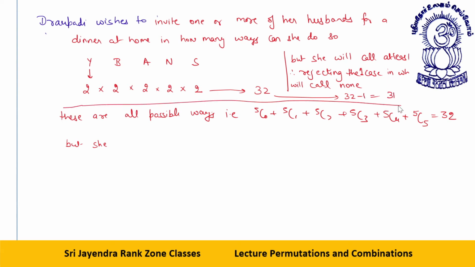These are all the possible ways, that is 5C0, 5C1, 5C2, 5C3, 5C4, 5C5, 32. But she will call at least one husband.